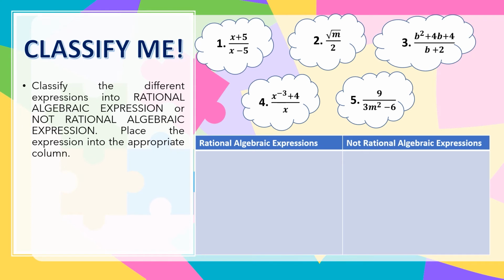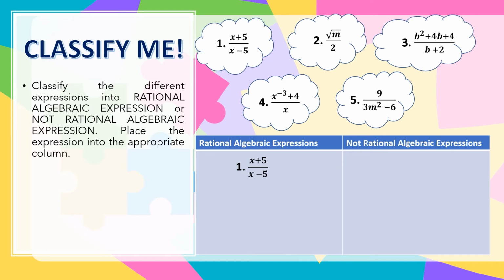And now let us apply the lesson by answering the activity entitled Classify Me. Classify the different expressions into rational algebraic expression or not rational algebraic expression. Place the expression into the appropriate column. Number 1, (x + 5) over (x - 5). This is an example of a rational algebraic expression. It is the ratio of two polynomials.